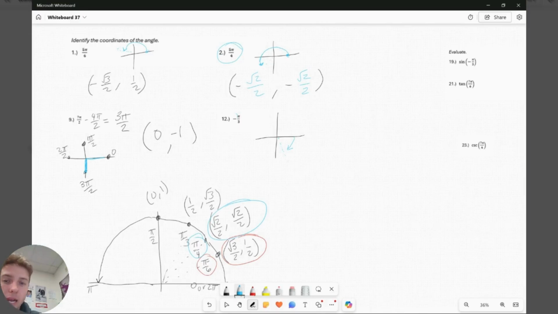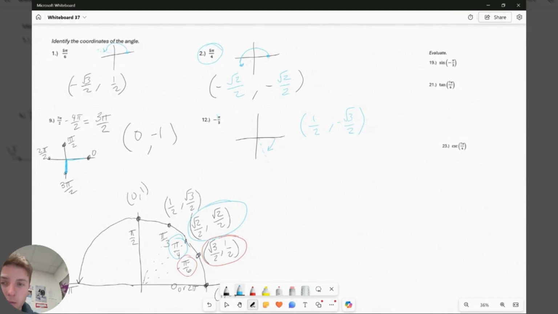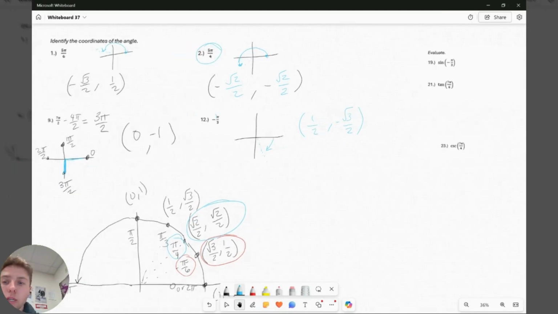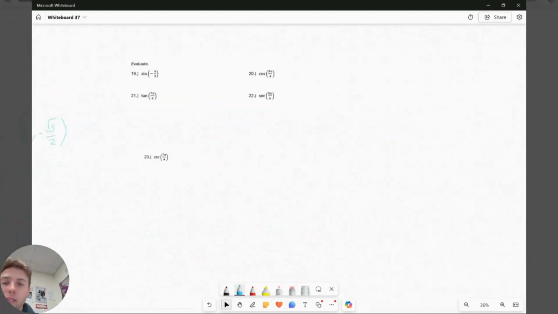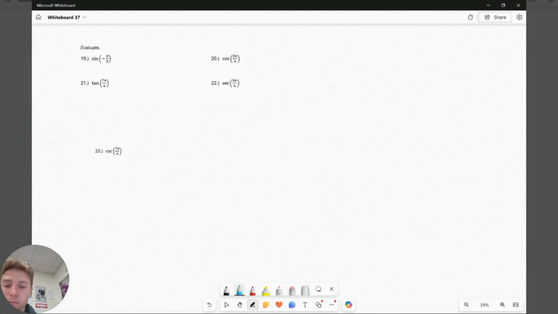From there, this is pi thirds. Pi thirds, we know, has a coordinate of 1/2, root 3 over 2. But since I am in quadrant 4, the y value should be negative. That is how we can identify the coordinates using the unit circle and the parts that we have memorized. Now let's talk about evaluating them.